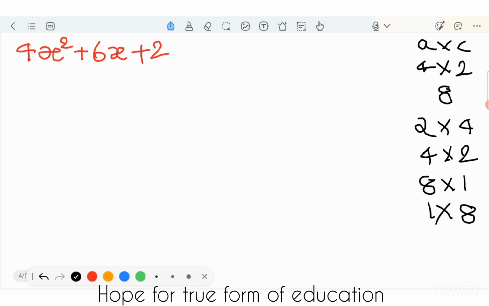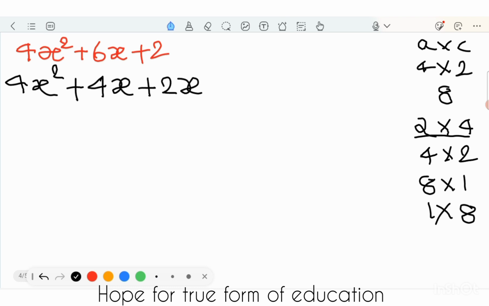Okay, so we have to either add or subtract so that we get 6x. So here we have 2 and 4. So 4x plus 2x is 6x, right? So we'll normally write it as 4x square plus 4x plus 2x. So we have to split the middle term. So 4x plus 2x is equal to 6x plus 2. Now this is one part and this will be the other part, okay.